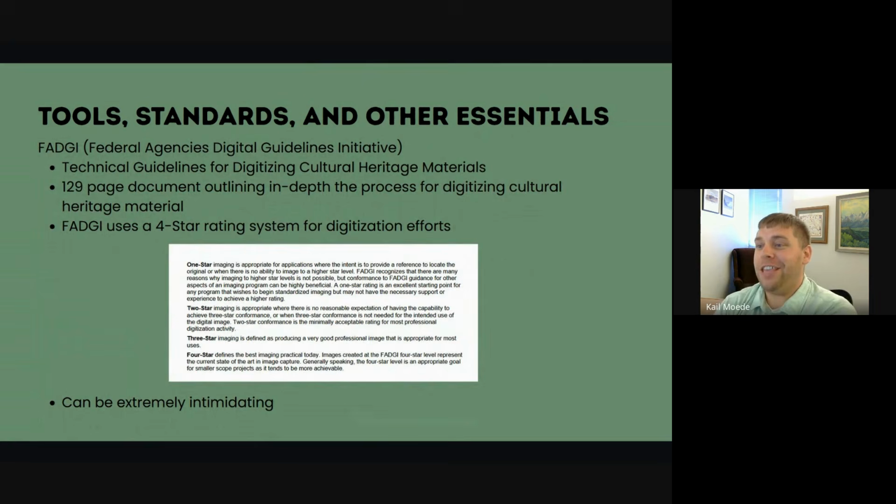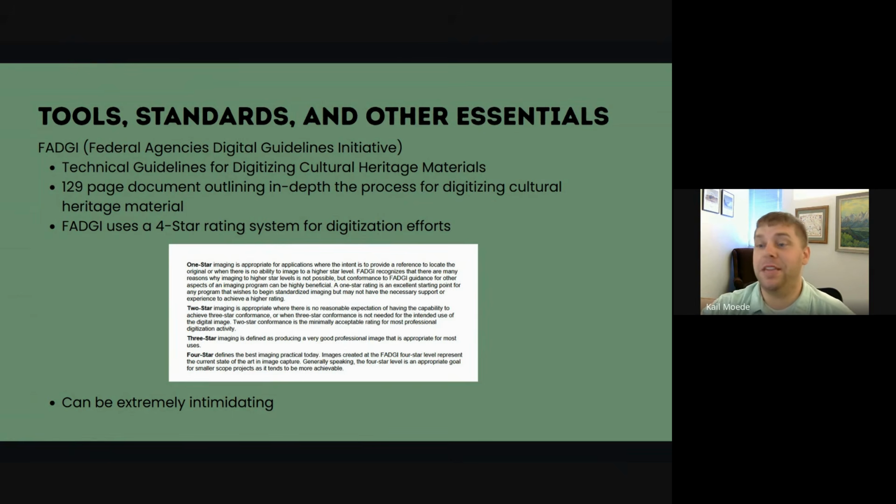Last thing I'll kind of talk about here, this is what I was alluding to earlier. You're probably going to hear the term FADGI. When you work in digitization, FADGI is kind of your top guidelines that you have to try and follow. These are guidelines that were developed in partnership with the Library of Congress and the U.S. National Archives and a variety of other institutions around the country. It's a 129-page document outlining in depth the process for digitizing cultural heritage material.